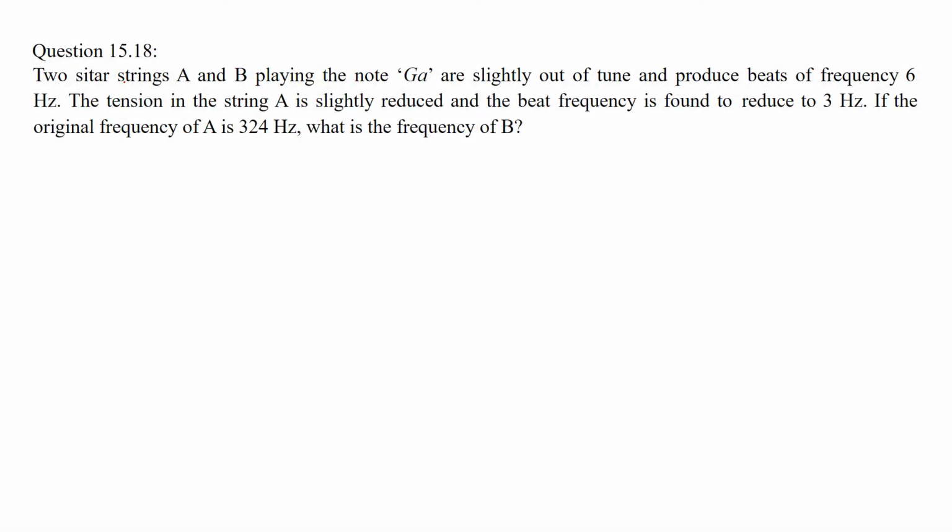Two sitars, the sitar is a musical instrument, A and B, playing the note Ga, Sa Re Ga Ma Pa Dha Ni Sa. So Ga is being played. These are slightly out of tune and they produce beats of frequency 6 Hz. The tension in the string A is slightly reduced and the beat frequency is found to reduce by 3 Hz. The original frequency of A is 324 Hz. What is the frequency of B?